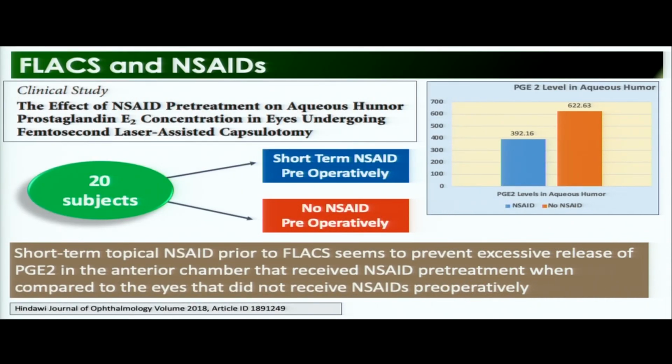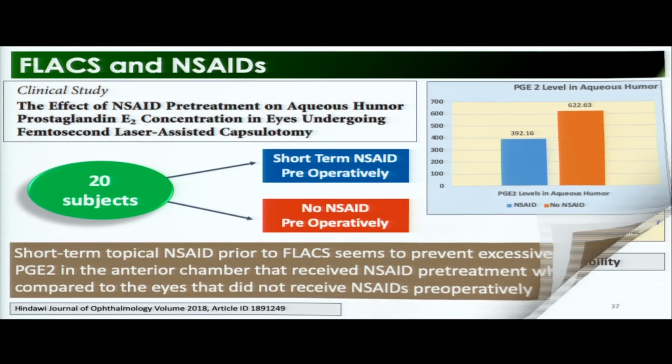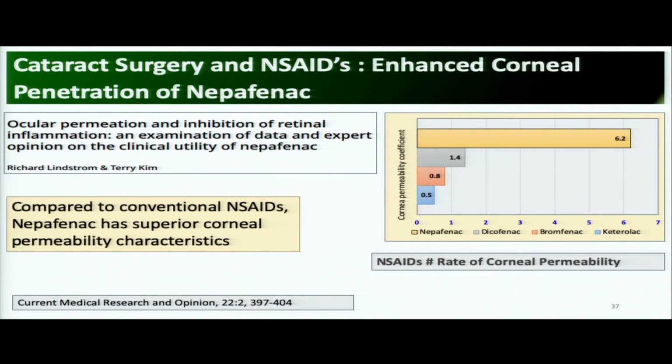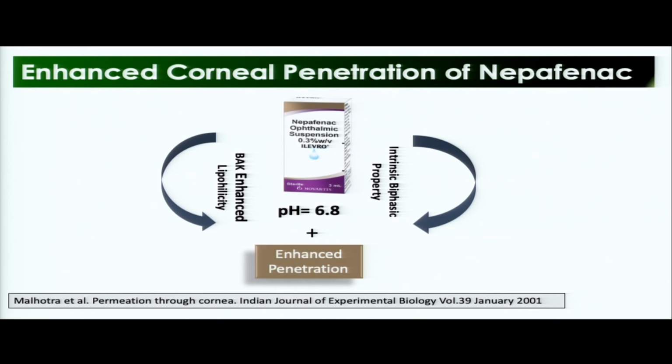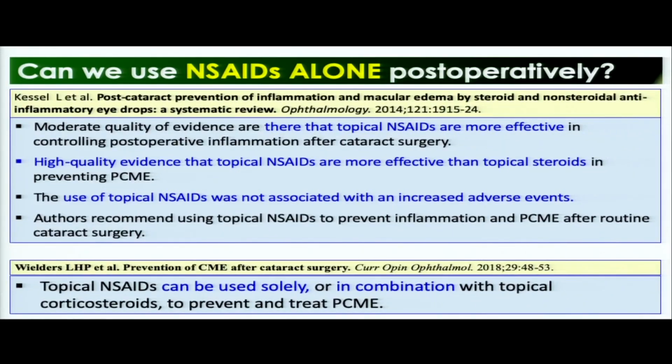So there are also studies on this 0.3% Nepafenac eye drop, and it also contains BAK. BAK is useful because of good penetration, because it is once a day. It enhances the drug delivery through the cornea. Its pH is 6.8, again acidic, which is incorporated purposely to increase the penetration of the drug through the cornea. Can you use NSAID alone postoperatively?